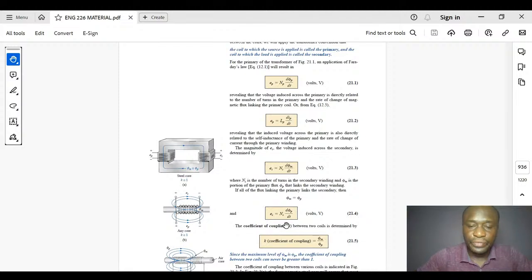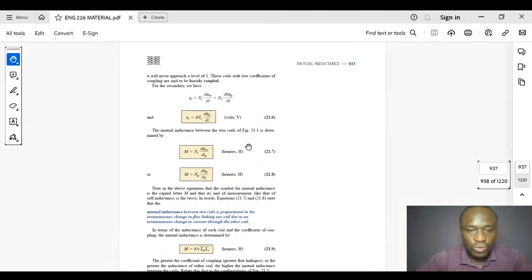So this is what I'm looking for. This is the coefficient of coupling. And when you take it to this, you will see that this mutual inductance is equal to the coefficient of coupling times primary flux. And that gives us our formula. These things are not necessary. All these formulas are not necessary because it's going to confuse you.